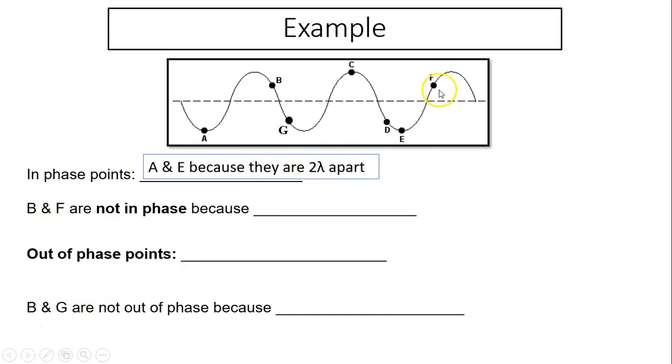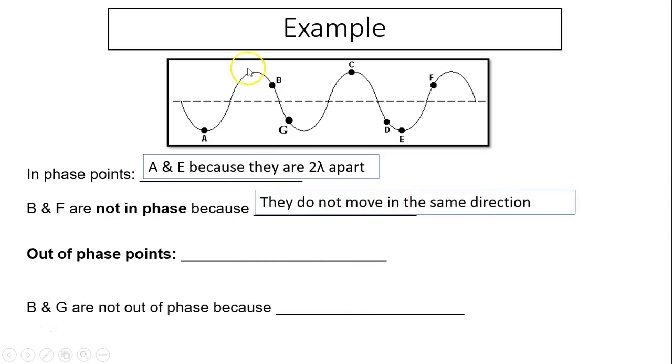B and F, on the other hand, are not in phase. Why is that? Even though they have the same displacement, F is moving downward and B is moving upward. Also, they are not multiples of a wavelength apart. B and this point are 1 wavelength apart, but this point and F are not 1 wavelength apart.